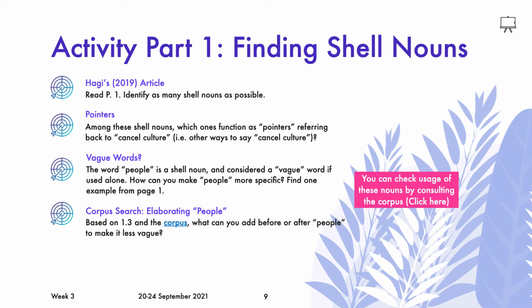So you may want to look at 1.3, the example from the previous question. And you may also check the corpus that I introduced to you, and what you can add before or after people to make it less vague. I have provided the link in the pink box, so you would click the link to have a search based on the tutorial that I have given you earlier on.